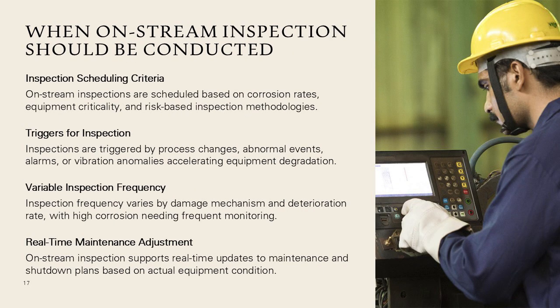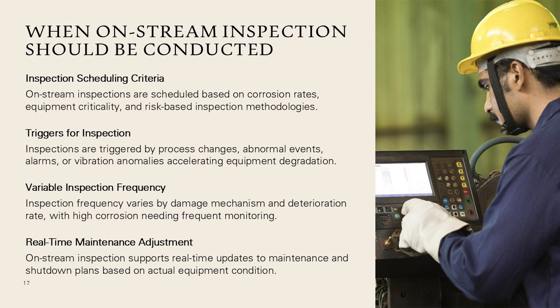This slide explains that on-stream inspections are performed between major shutdowns and are scheduled based on corrosion rates, equipment criticality, and RBI methodologies. They are also required after significant process changes such as feedstock variation, temperature shifts, pressure changes, or flow alterations, which may accelerate degradation. On-stream inspections are sometimes triggered by abnormal operating events, alarms, or unexpected vibration readings.